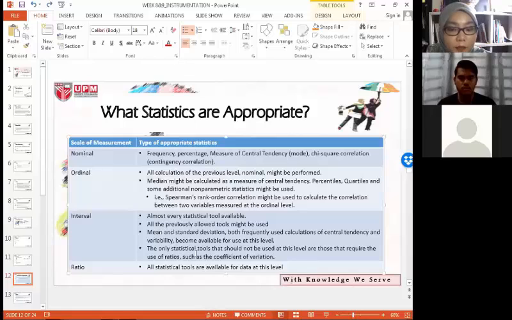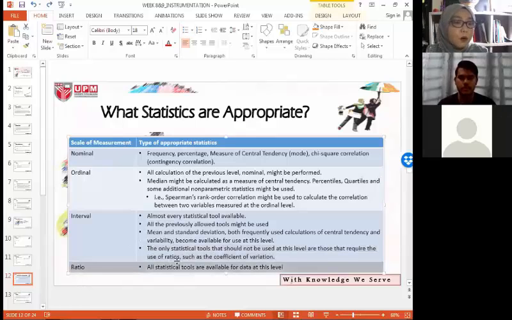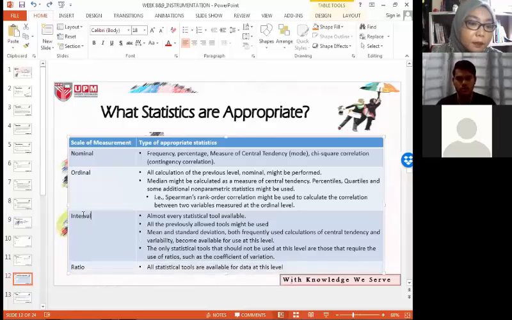Okay, and then the only statistical tools that should not be used at this level are those that require the use of ratios such as the coefficient of variation. So this is the only limitation for interval. And then for ratio, you can use all the statistical analysis. If you have your variable at this scale of measurement, you can run any available analysis. Example of interval is the same as before, like scale 1 to 5. That one is the example of interval.